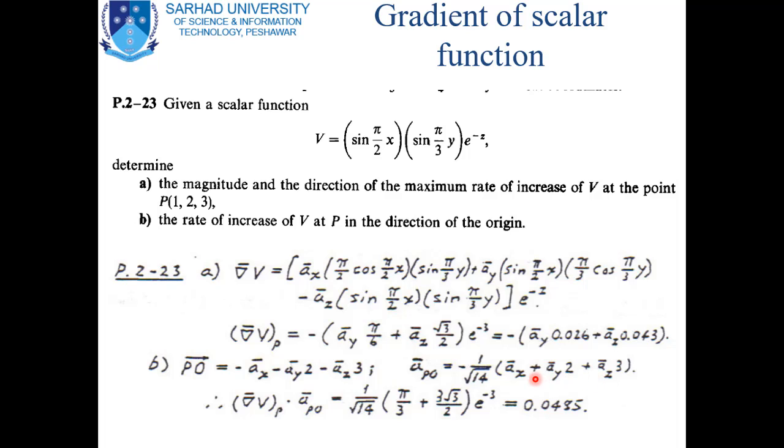And now we will multiply this unit vector with the gradient of V at P, and we will obtain our result for the second part, which is the rate of increase of V in the direction of the origin, which is 0.0485.